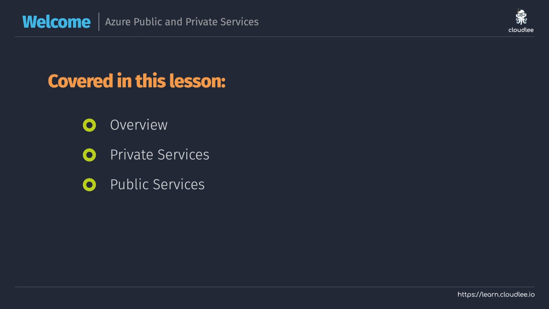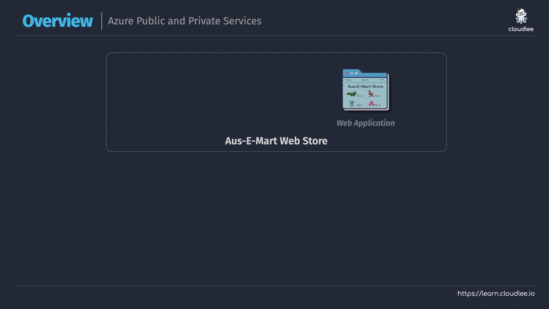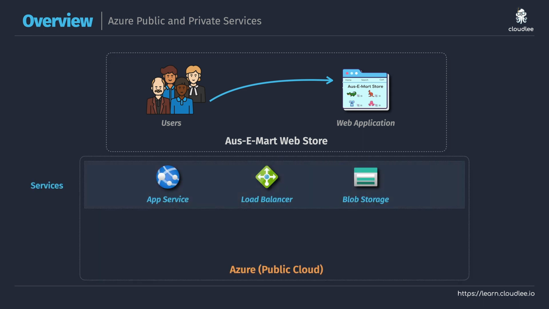So, when we think about using Microsoft Azure, we might, for example, be building a web store, for example, the Aussiemart web store. Now, that might be a web application that allows people to purchase goods. We have users all across the globe that access that. And if we're using Azure, we might actually use more than one service to provide that functionality to our end users. For example, we could use Azure App Service, load balancers, and blob storage.